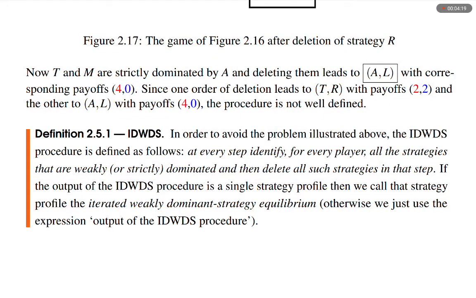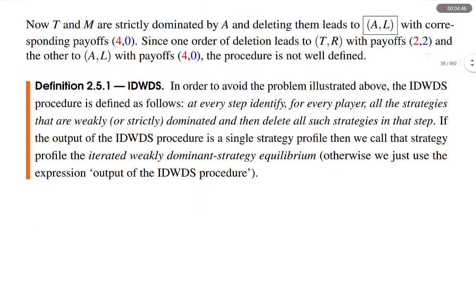Now T and M are strictly dominated by A, and deleting them leads to A, L with corresponding payoffs 4, 0. Since one order of deletion leads to T, R with payoffs 2, 2, and the other to A, L with payoffs 4, 0, the procedure is not well defined.